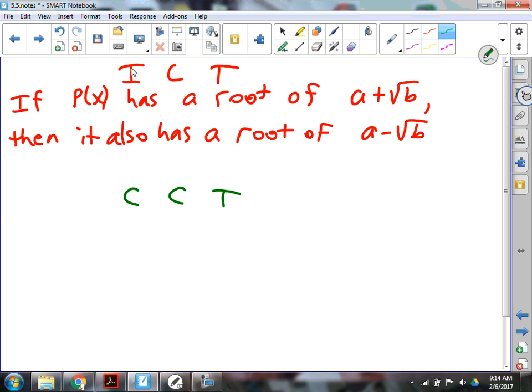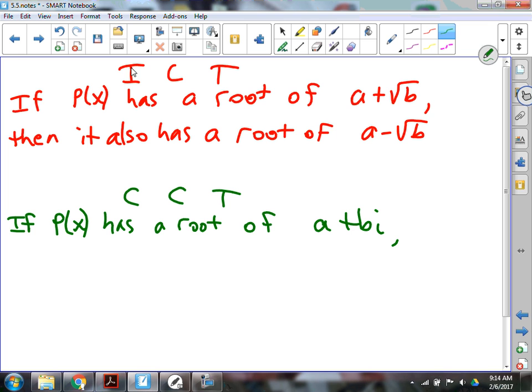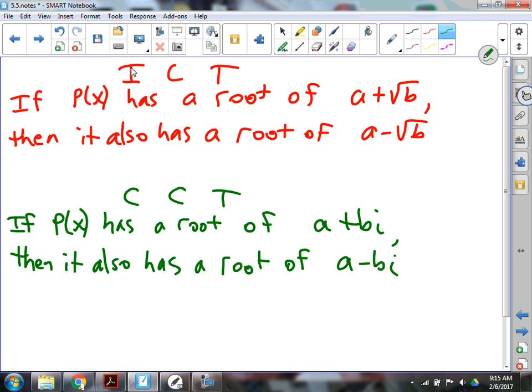The complex conjugate theorem is real similar. It says if P of x has a root of a plus bi, hey, that's a complex number, then it also has a root of a minus bi. A plus bi and a minus bi are called each other's conjugates. So complex number roots show up in pairs. Irrational roots show up in pairs.